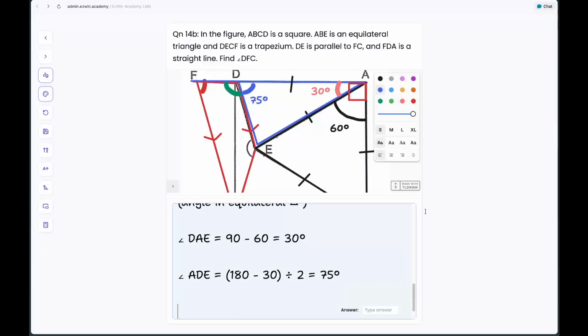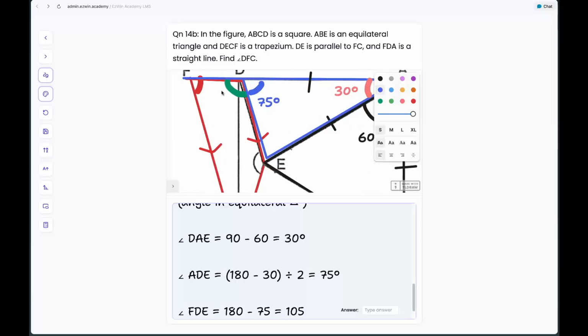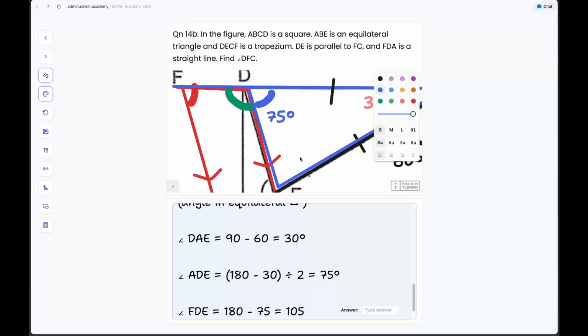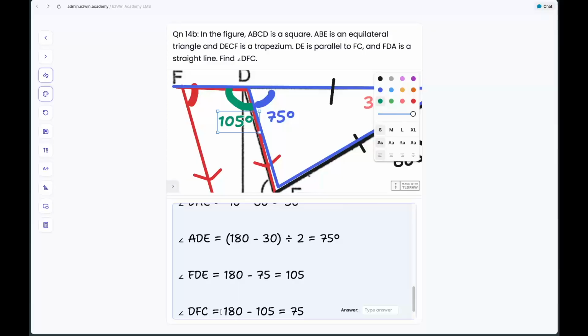Since we know angle ADE, that means we can find FDE, which in this case is basically just 180, the straight line, minus 75, and this will give us 105 degrees. And since this is 105 degrees and it is in a trapezium, that means angle DFC that we are looking for is basically 180 minus 105, and this will give us 75 degrees, as what you see over here. Right, there you go. So that's the answer, 75 degrees.